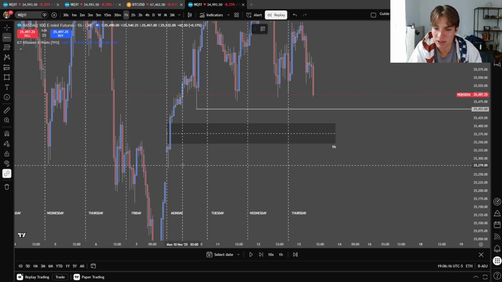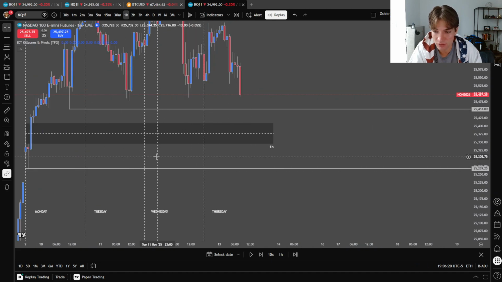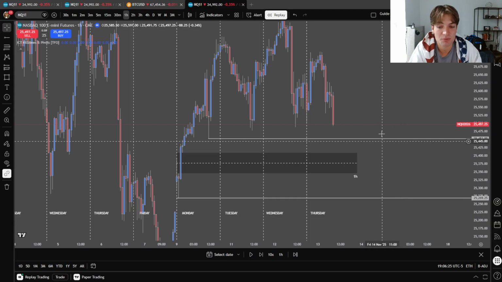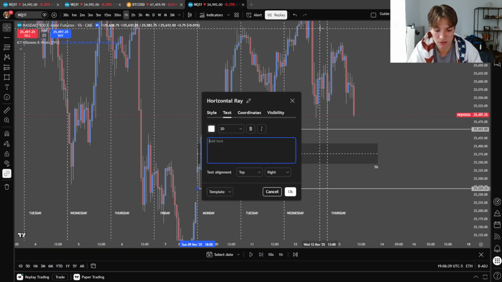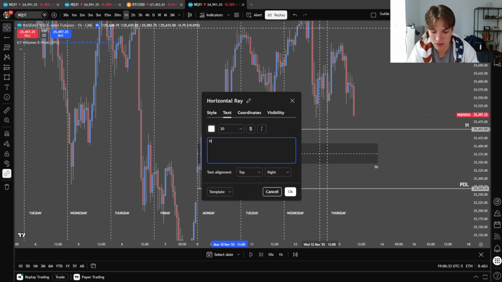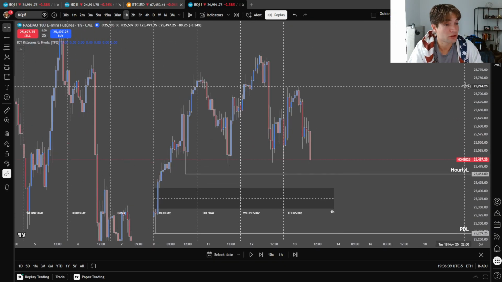Now, let's mark out this right here as well, because it's another low that might potentially be an objective. So let's just leave it there. Those are our objectives for the day. Now, this would be a previous day low. And in this case, we could just mark this as hourly low with an L.